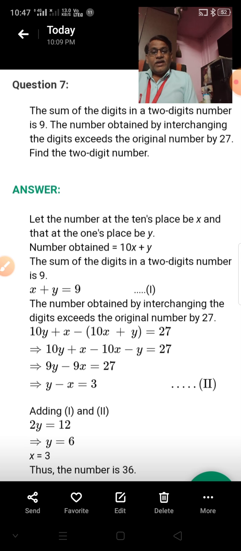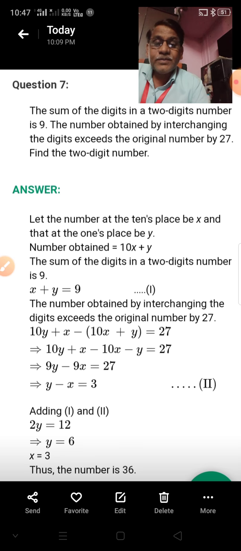The number obtained by interchanging the digits exceeds the original number by 27. It means (10y plus x) minus (10x plus y) is equal to 27. The original number is, as you already know, 10x plus y, and the interchanged number is 10y plus x. So when we solve this equation, 10y plus x minus 10x minus y is equal to 27.